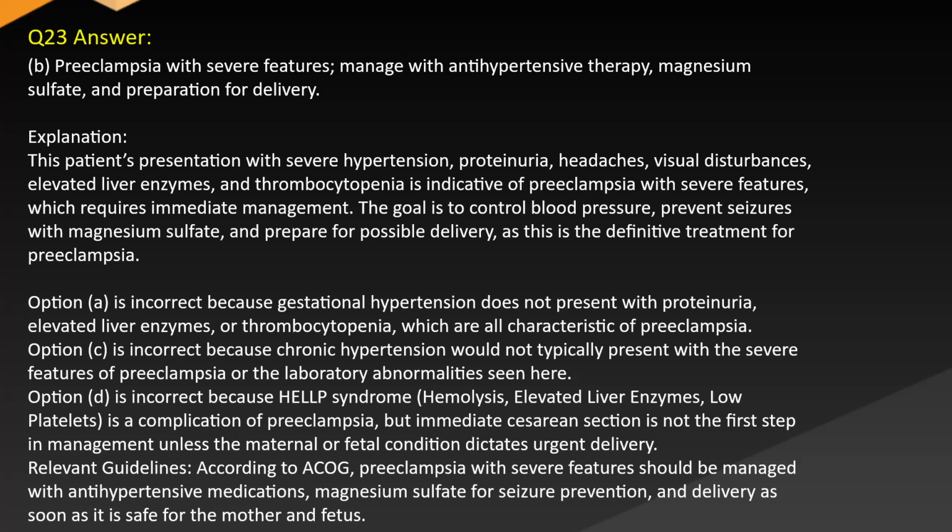Relevant guidelines. According to ACOG, preeclampsia with severe features should be managed with antihypertensive medications, magnesium sulfate for seizure prevention, and delivery, as it is safe for the mother and fetus.